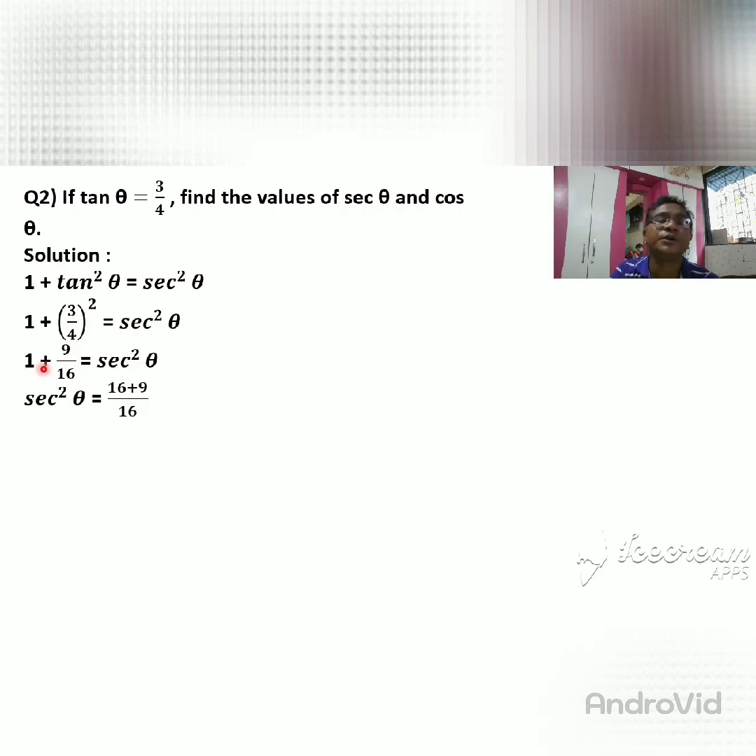Here the denominator is 1. Which number multiplied by 1 gives 16? 16 ones are 16. So here you get 16, and I write here plus 9. 16 plus 9 is 25. So 25 upon 16. So sec square theta is equal to 25 upon 16.